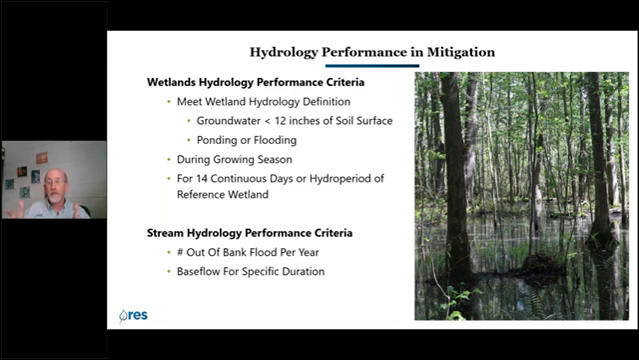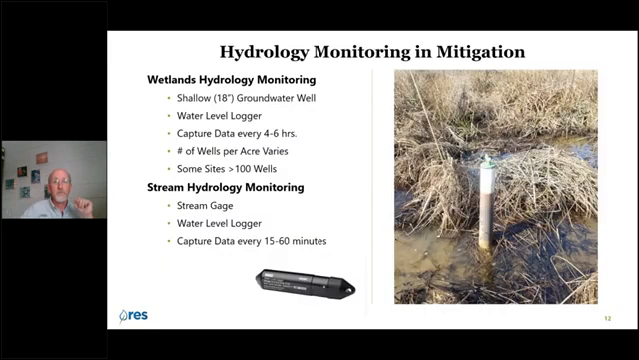Stream hydrology, you may have a requirement for how many times the stream floods out of its banks per year, or maybe you're measuring how much base flow you have in the stream during a year. Have you enhanced it so it goes from intermittent to a perennial flow? So those are just some very high-level examples of the measuring stick, the performance that you're required to meet. And we have to monitor to show whether or not we've met that performance criteria.